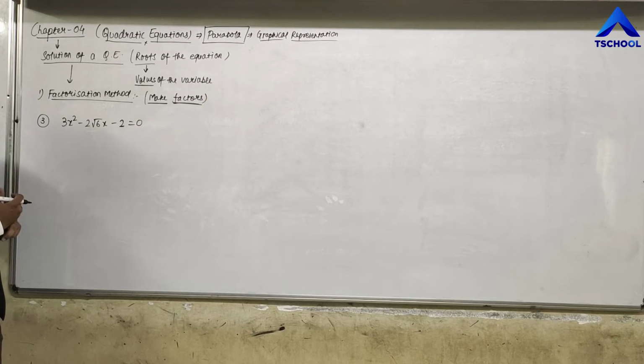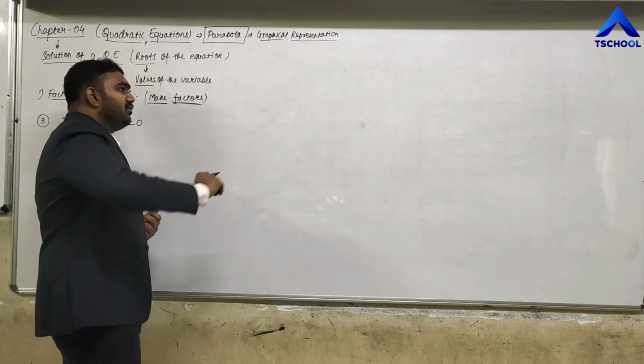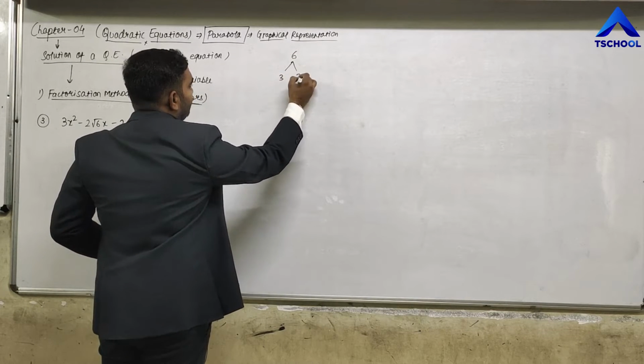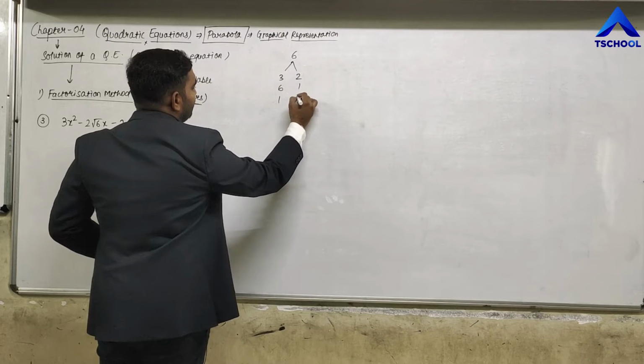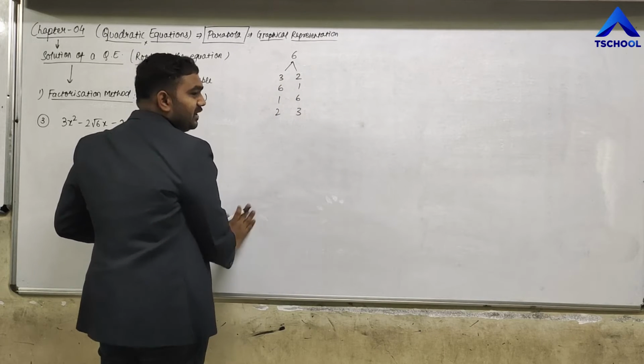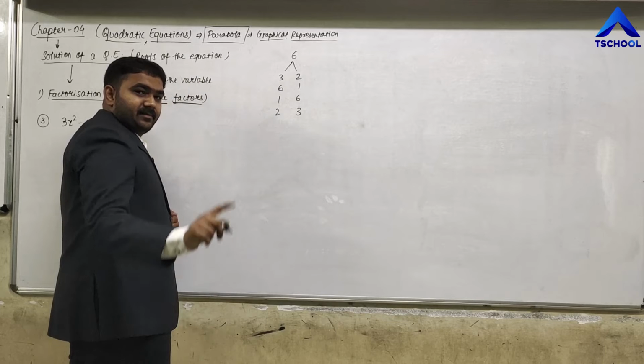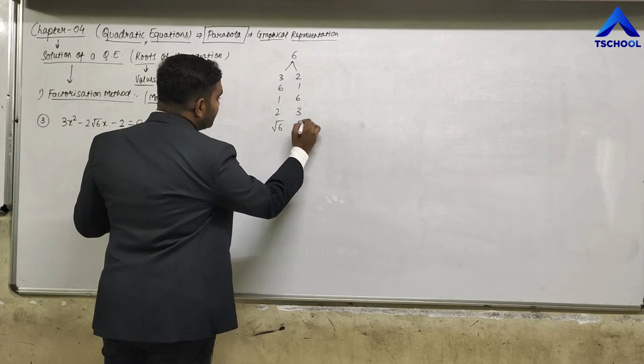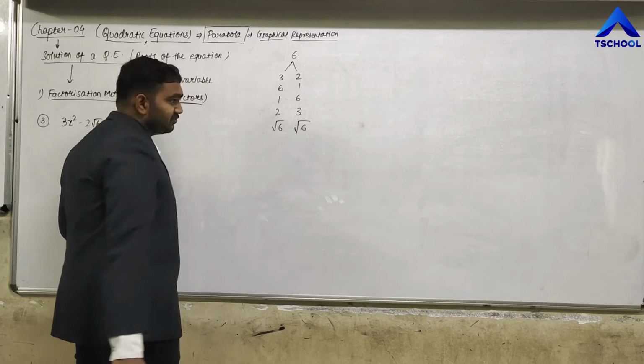Now you are going to look for the factors in a somewhat different manner. So how can you factorize 6? That is 3 into 2, 6 into 1, 1 into 6, 2 into 3. Another option: the factors can be root 6 and root 6 also.